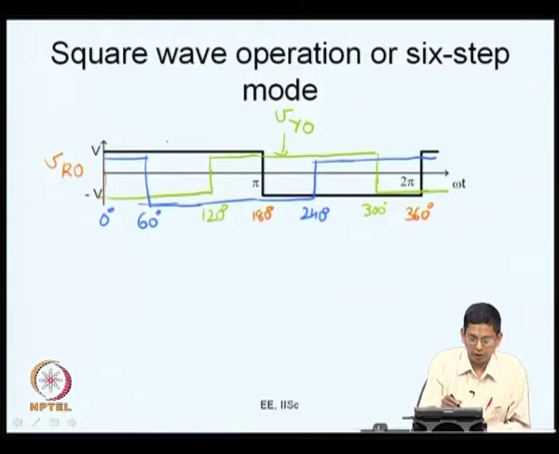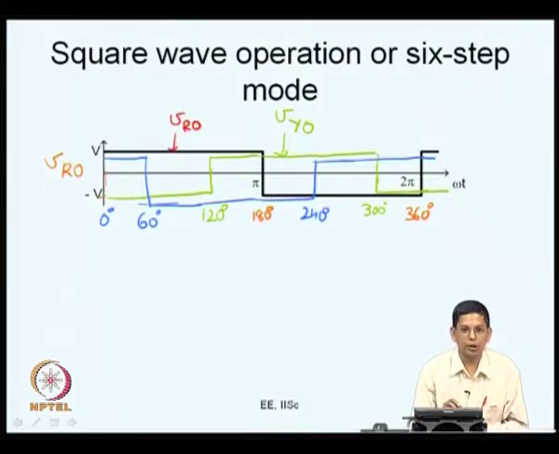So, what you have here is VRO, let me indicate it in red ink itself. This is the R phase fundamental voltage when you are considering square wave operation, and Y phase is shifted by 120 degrees and B phase is shifted by yet another 120 degrees. So, the 3 phases are really like this now. It is also called a 6-step mode. Why do we call it a 6-step mode? You can see that there are 6 different switchings here.